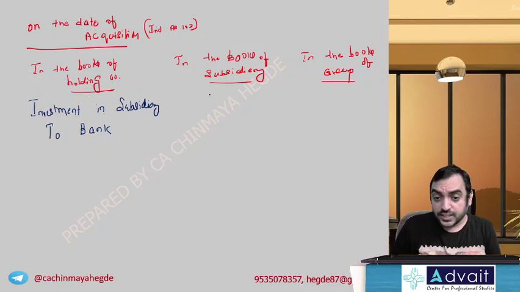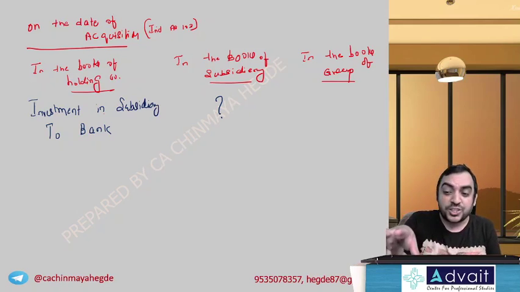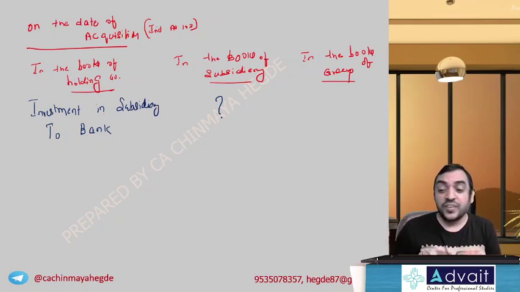Now, can you please tell me what entry we pass in the books of the subsidiary? That is, in the books of the investee. When you buy the shares of Infosys, what will Infosys do? When you buy the shares, what entry will the investee pass?